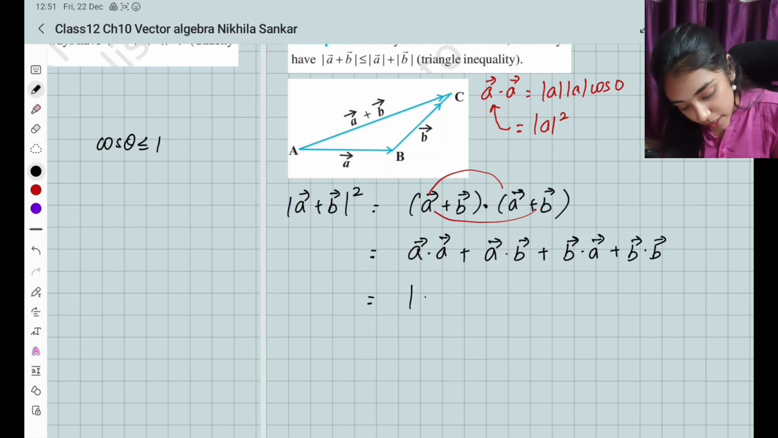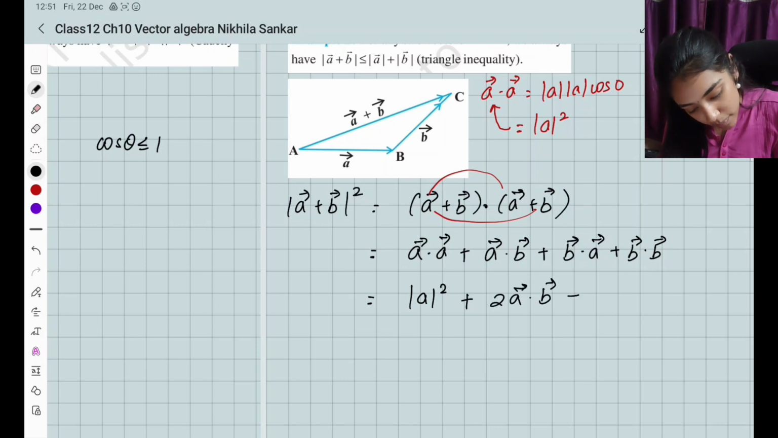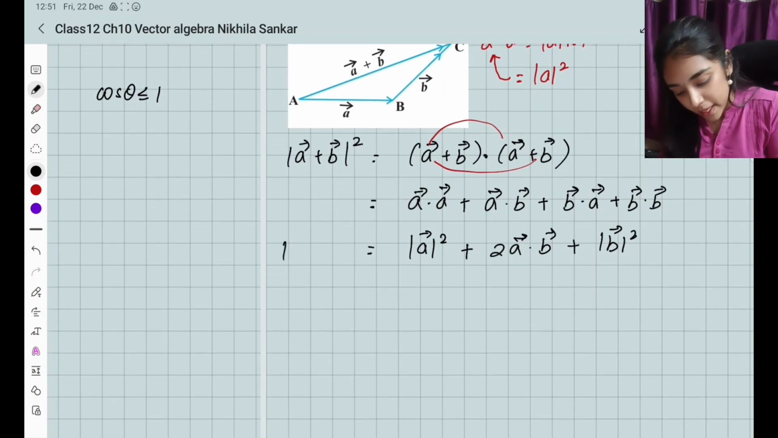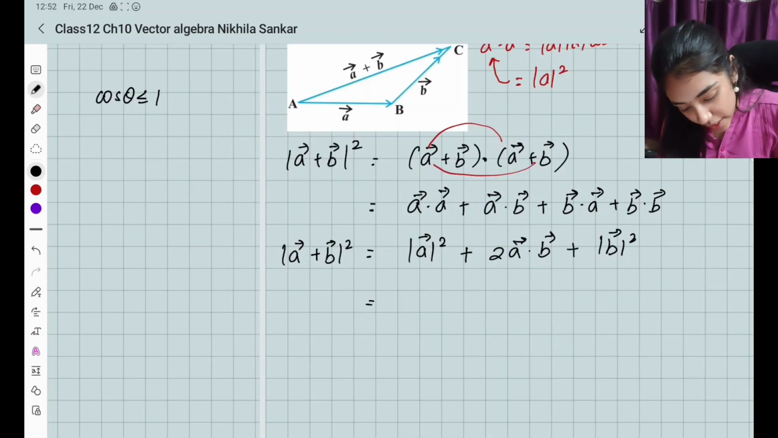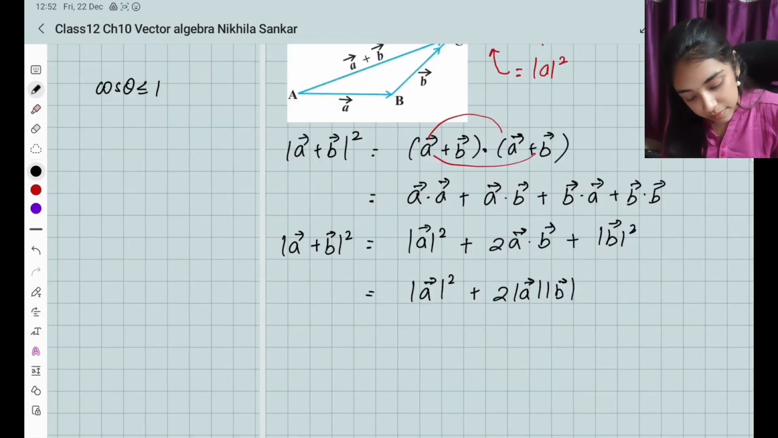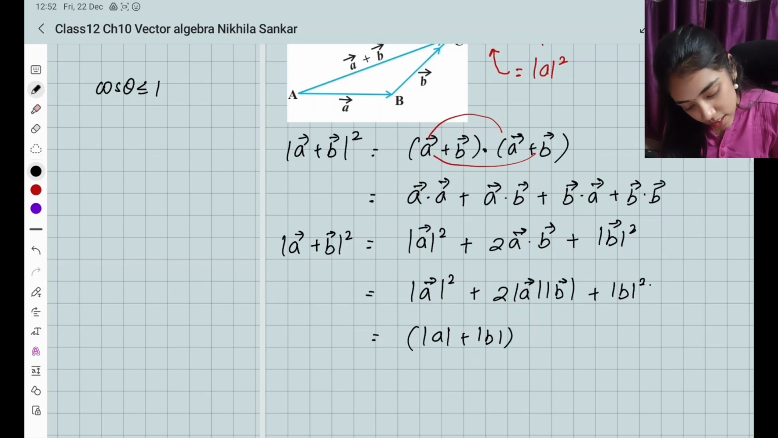So this is going to be mod a the whole square plus 2 times a dot b plus mod b the whole square. Okay, everything is a vector. So in the formula I see that this is going to be mod of a plus b the whole square. So the right hand side is of the form a vector plus 2 times a dot b, how can we write it? We can write mod a times mod b, plus b square. So this is of the form a plus b the whole square.